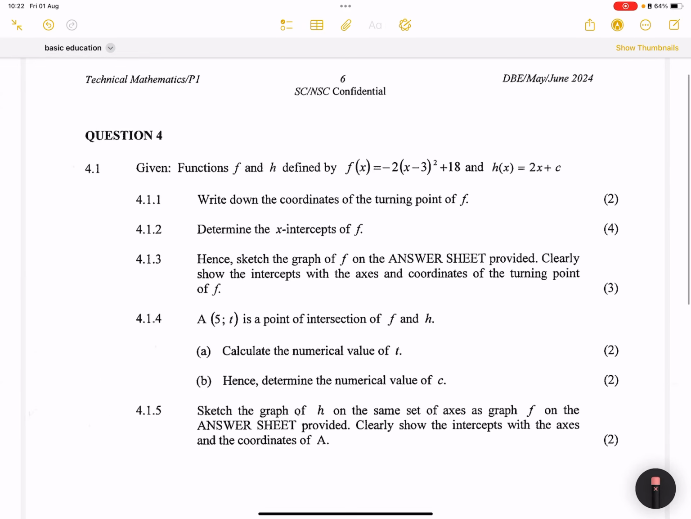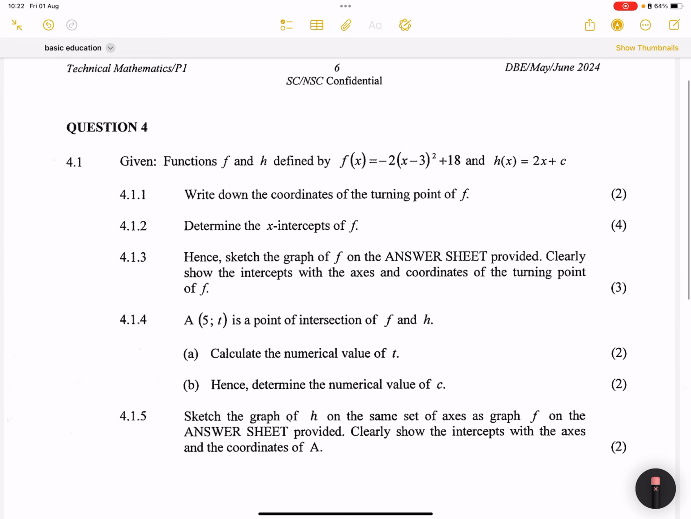All right, we are still continuing on that technical maths DBE May-June 2024 exam.